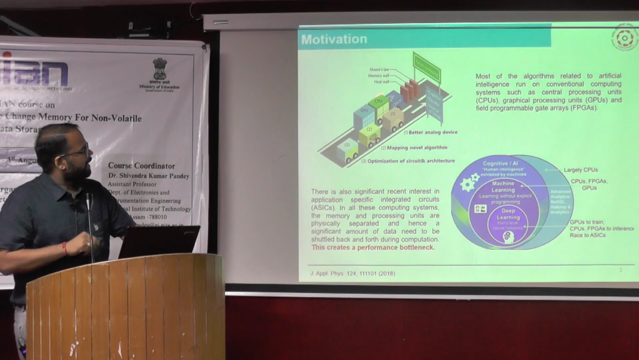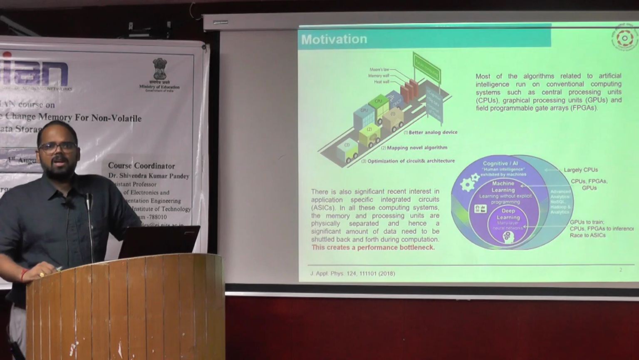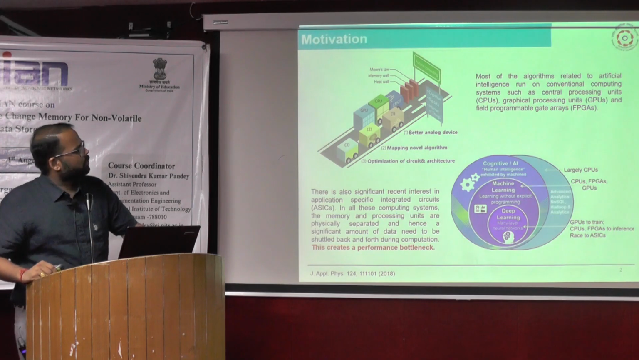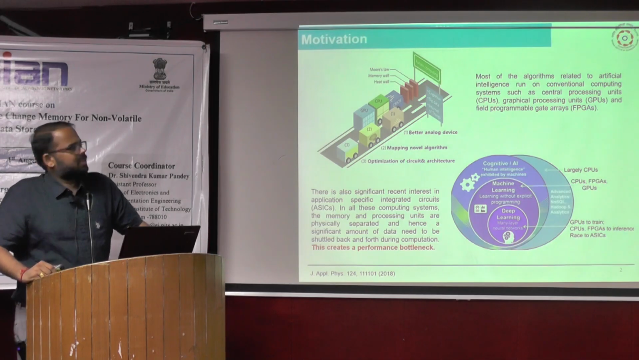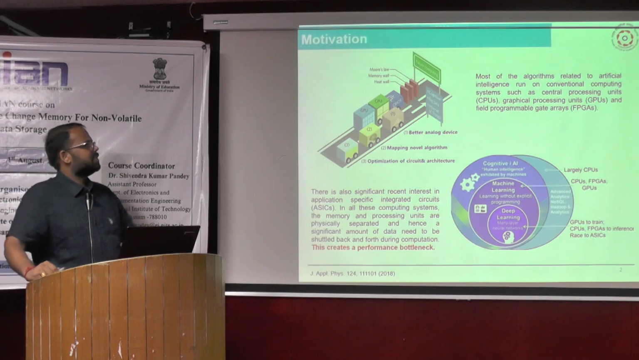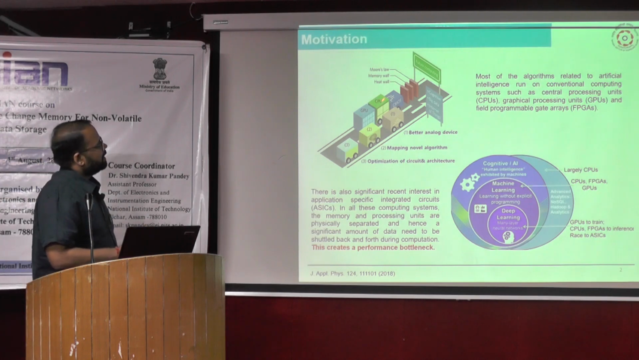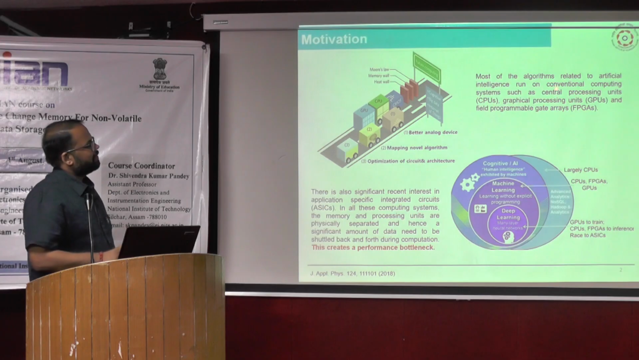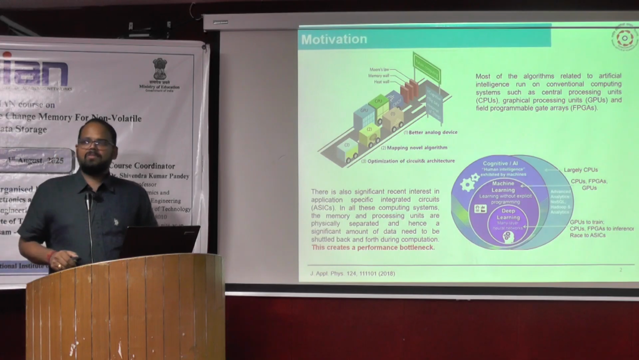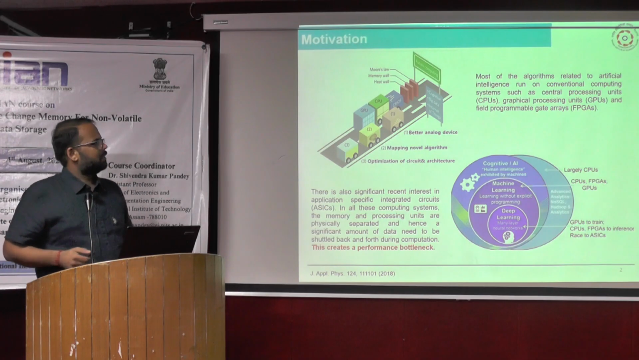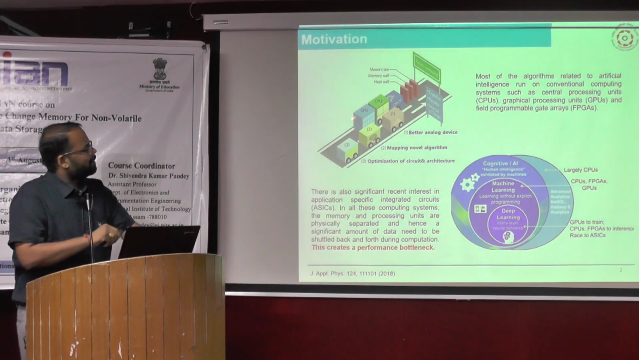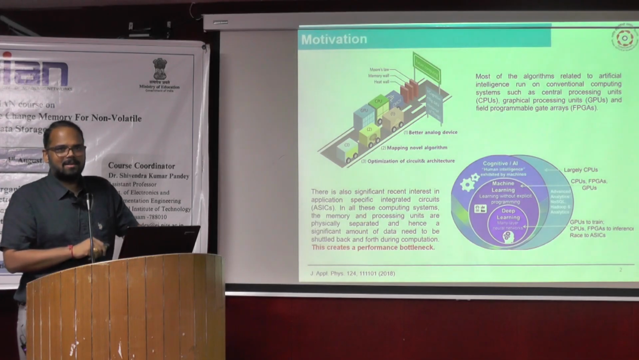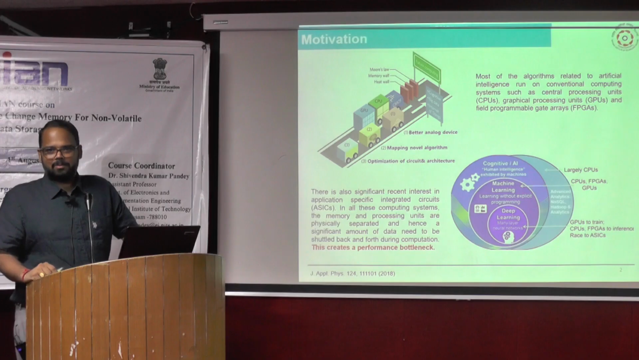If you see this hierarchy, most of the algorithms related to AI run on conventional computing systems. What is a conventional computing system? It is a central processing unit, a graphical processing unit, and some field-programmable gate array, or FPGA, based things. But what happens if you go in this line? There is a barrier. It is going to stop at some particular point in time.